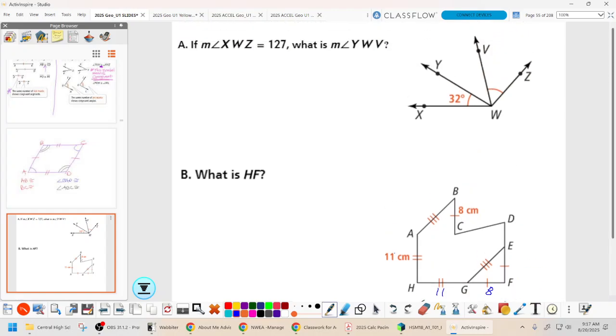Okay, here's an angle example. This one's a little bit more involved. So it says measure of angle XWZ is 127. It just told us this whole angle is 127. And it wants to know YWV. So it wants to know this one. So you'll need a calculator probably on this one, but raise your hand again when you can tell me how big that angle is.